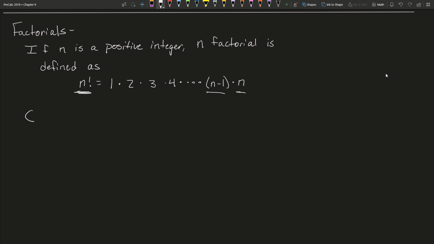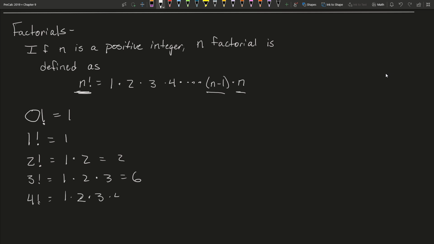Okay, so we need to know that 0 factorial is just equal to 1. There is a proof for it. I'm not going to go over it, but we need to know that 0 factorial is just 1. Kind of like any number to the 0 power. It's the same idea. Okay, 1 factorial is just 1, right? Every number up until 1 to multiply together, that's just 1. 2 factorial is 1 times 2. 3 factorial is 1 times 2 times 3. 4 factorial is 1 times 2 times 3 times 4. And then 5 factorial is 1 times 2 times 3 times 4 times 5.